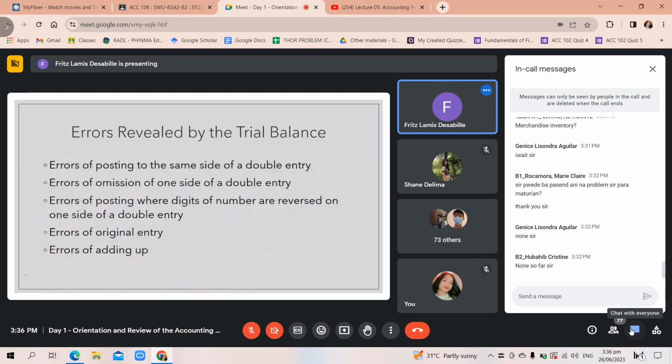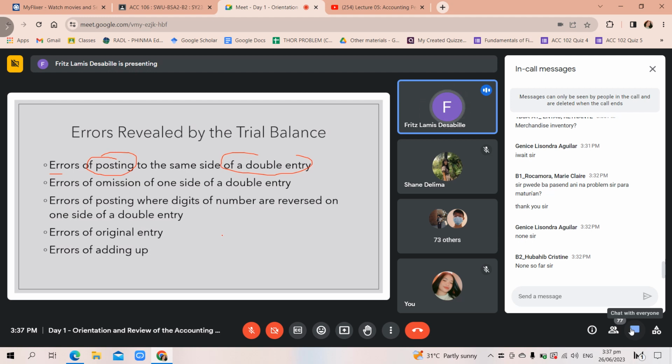Okay, going back to errors revealed by the trial balance. Errors of posting, the ones that can be detected by the trial balance. Error of posting to the same side of the double entry. What is the effect if you post to the same side? For example, if you receive cash from your AR, and you debit the cash and also debit AR, what will happen to our trial balance? What will happen to our trial balance if we debit twice and never credit?